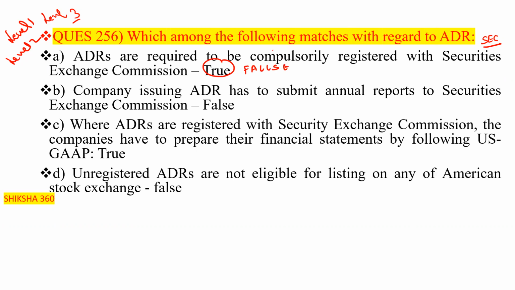Now which of the following matches? Companies issuing ADRs have to submit annual reports to the Securities Exchange Commission. This one is the correct one. They have to submit. And here they have written false, so this one is also not it.